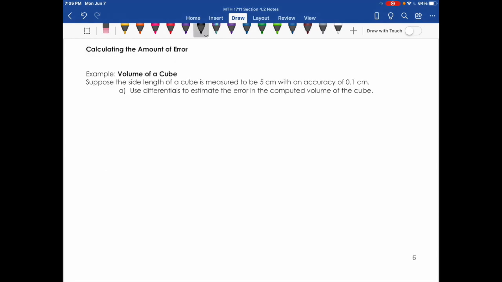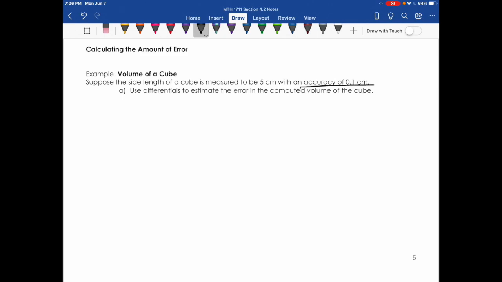So now that we're a little bit more comfortable with differentials, I'm going to show you how you can use differentials to estimate the error when you're calculating some volume. Specifically in this example, we're going to be talking about the volume of a cube. It says, suppose the side length of a cube is measured to be 5 centimeters. So the length, the height, and the width is all 5 centimeters because a cube has all the same sides. And there's an accuracy of 0.1 centimeters.